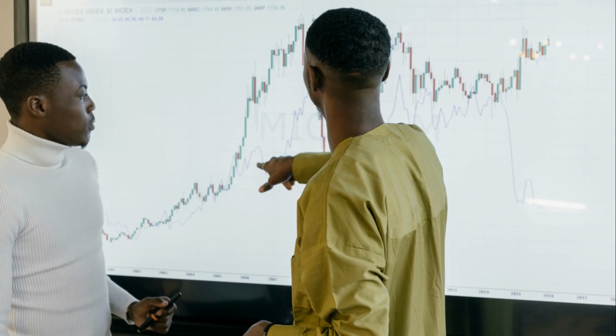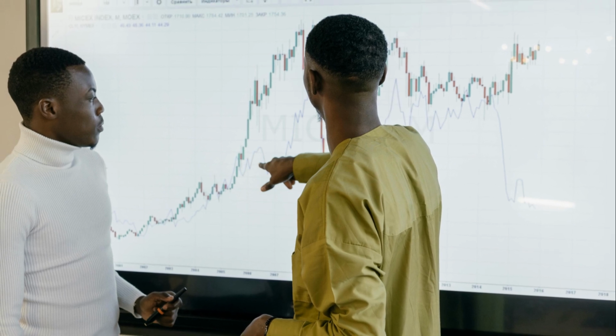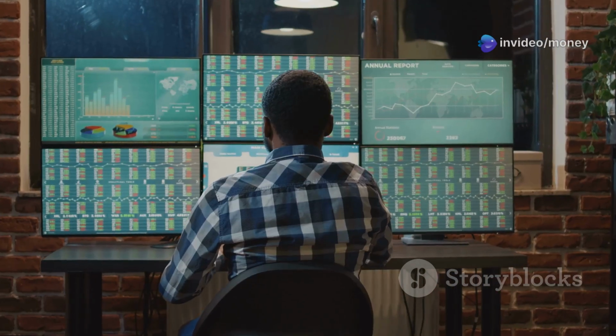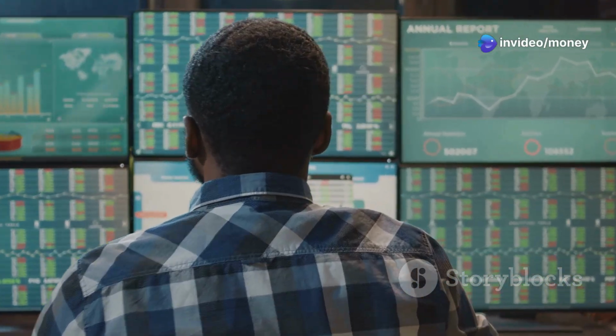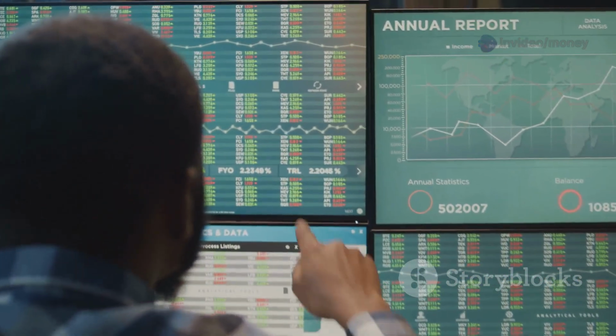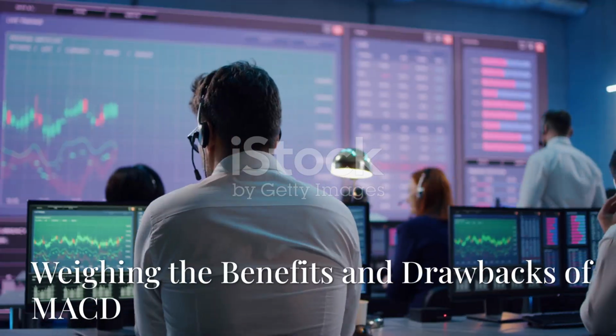Based on these observations, a trader might consider entering a long position, anticipating a potential uptrend in the stock's price. However, it's crucial to remember that no indicator is perfect, and it's essential to combine MACD signals with other technical and fundamental analysis to make informed trading decisions.